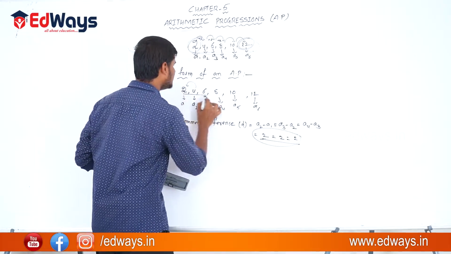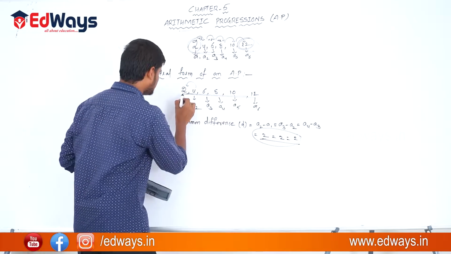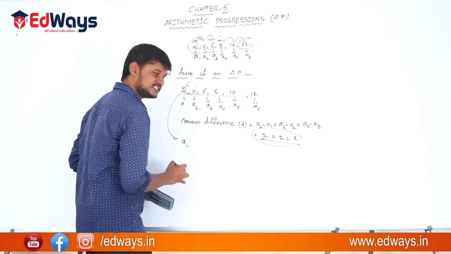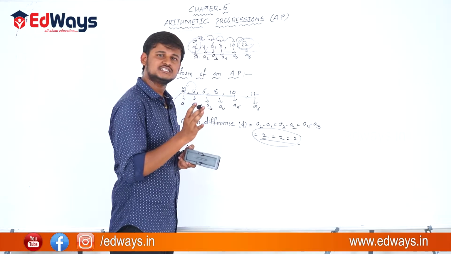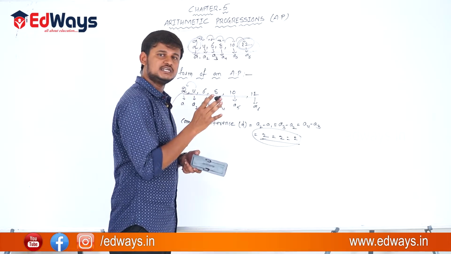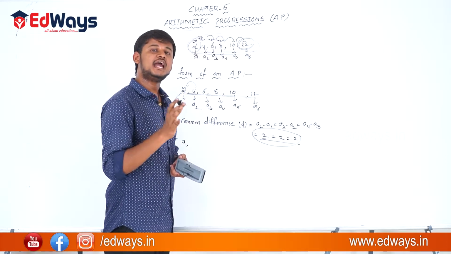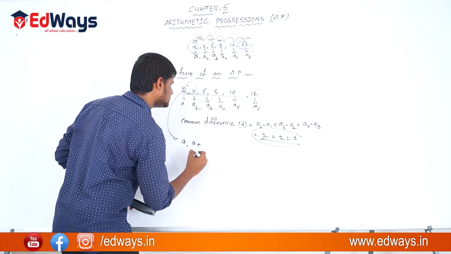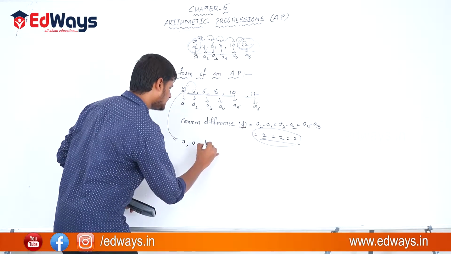Now how do we write the general form from this? So the first term, shall I write it as A, right? The second term: when I defined the arithmetic progression, I said an arithmetic progression is a list of numbers in which each term is obtained by adding a fixed number. What is my fixed number here? D, right? So I am adding D.